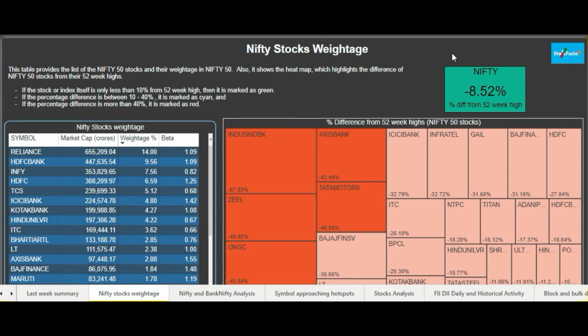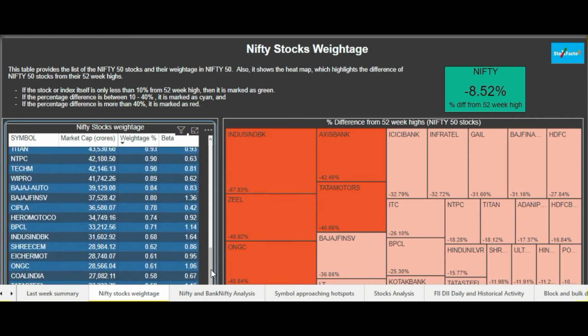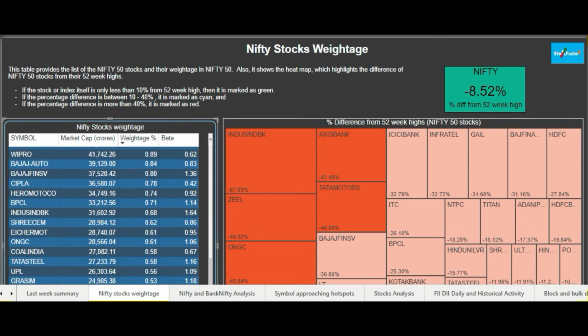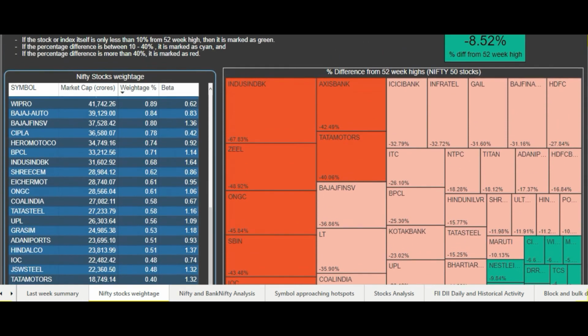As you can see on the left hand side, in the Nifty stocks weightage table, Reliance has the highest weightage in the Nifty with 14% weightage. So you can imagine that if Reliance moves, how much impact it can have on the Nifty 50. Similarly, we have the whole list in descending order of weightage, and if I just scroll down, you can see the whole list of the Nifty 50 stocks. This is the static data, as I mentioned.